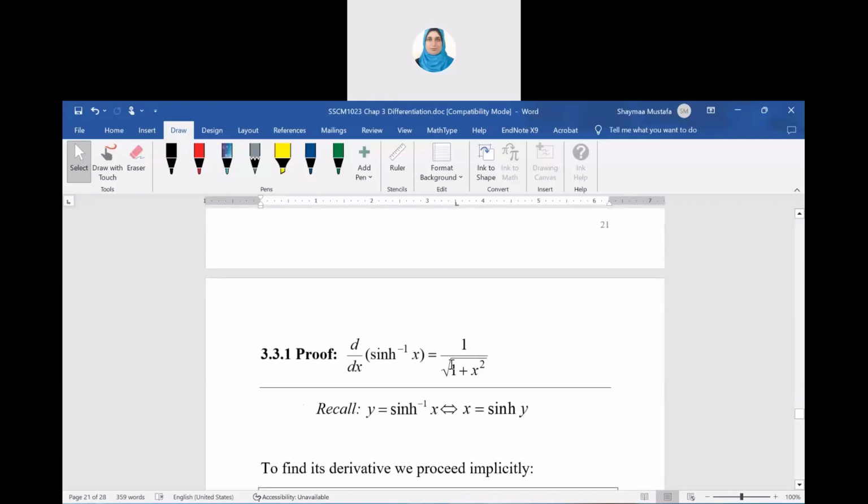For sine inverse x, the derivative is equal to 1 over square root 1 plus x squared. Okay, so this formula again will be given to you in the test. No need to memorize the derivative for each function. We give you the derivative for all functions. What you need to know is how to prove and how to apply. So prove that the derivative for sine inverse x is equal to 1 over square root 1 plus x squared.